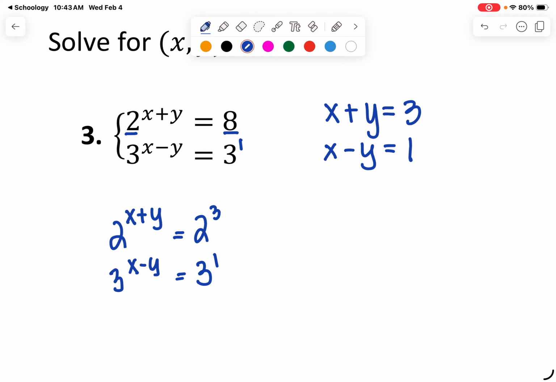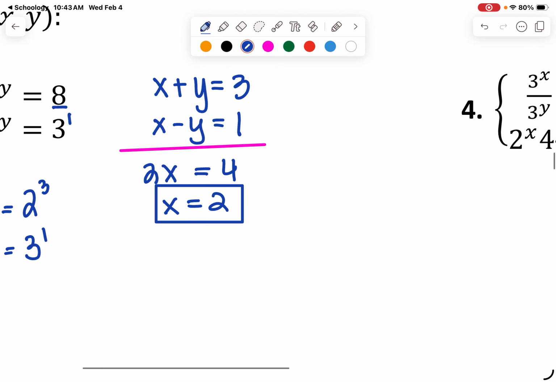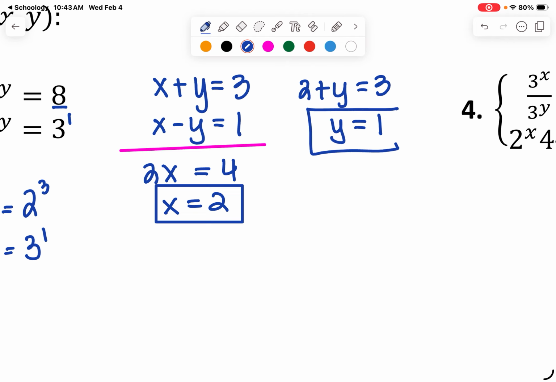So that's a system. We know how to solve a system. You can use substitution or elimination. I would use elimination on this one. So I'm going to add these 2 together. And we have 2x. Y and -y cancel, equals 4. Divide by 2, x equals 2. And then to solve for y, we can plug it back into either one. So I'm going to do 2 plus y equals 3, y equals 1. So x equals 2 and y equals 1.